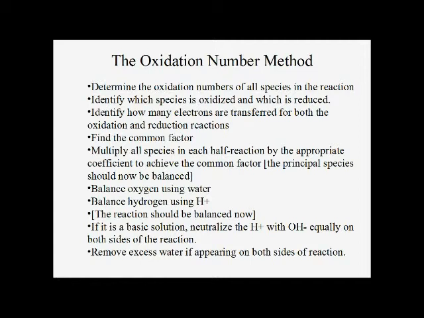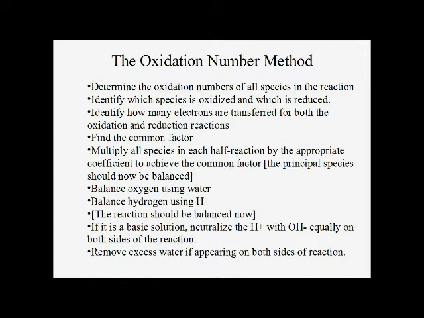So if we are dealing with something that we know is going to be basic, like an alkaline battery, we have to make it alkaline. And what we do, the number of excess hydrogen on one side of the reaction, we're going to put the same number of hydroxide on both sides of the reaction. So that way we're going to turn all of our H+ into water. So H+ plus OH- gives us water. So we turn all our H+ into water. The other side of the reaction is going to end up with hydroxide on it.